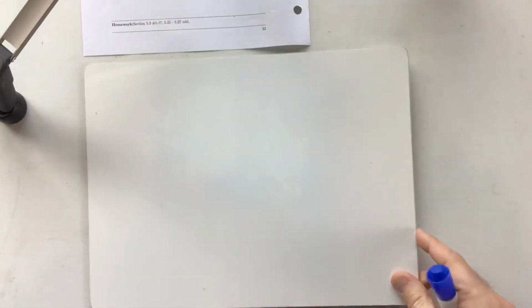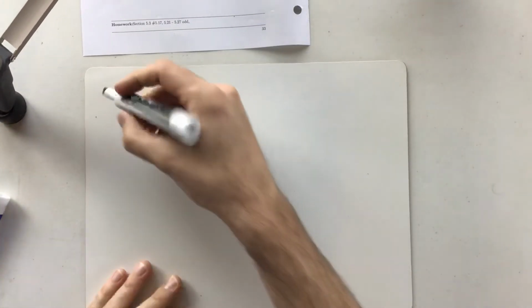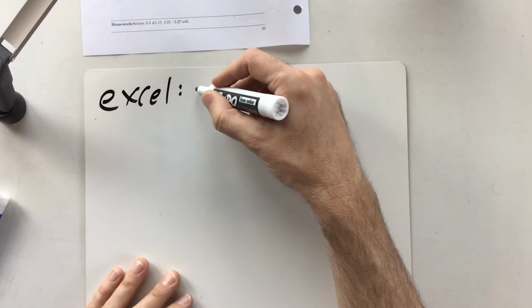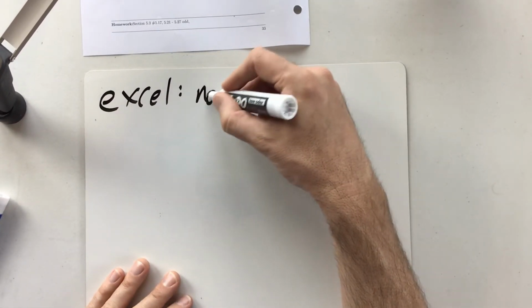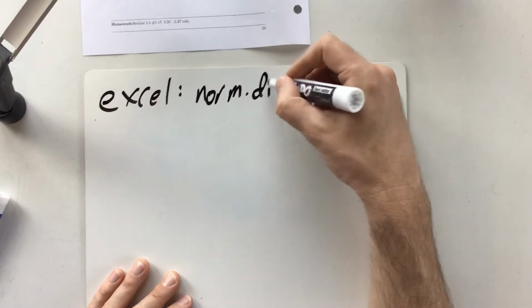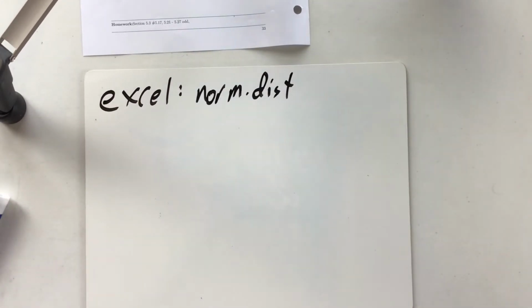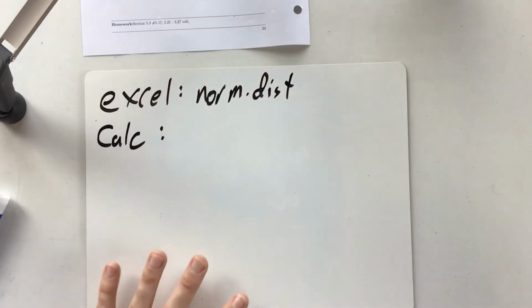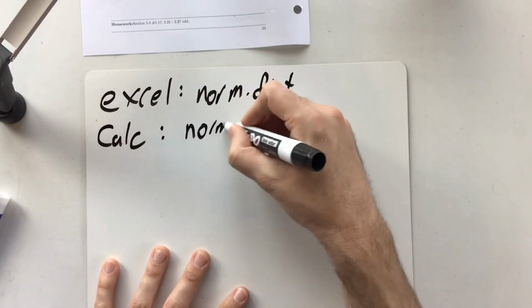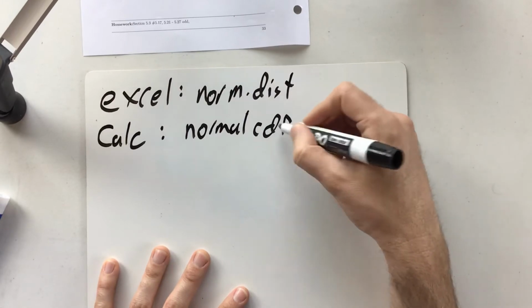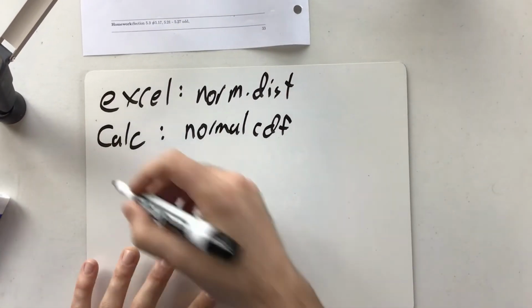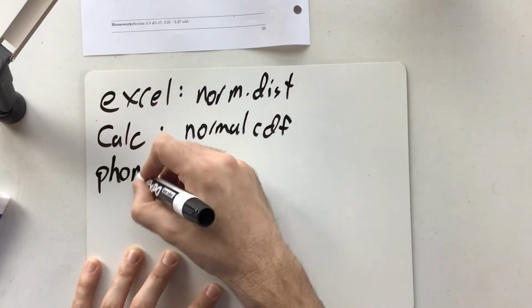One option was some of you could use Excel, and if we used Excel, you would do the norm.dist command. Some of you will use your calculator. If you use your calculator, you would do the normal CDF command, and that was in your distributions menu in your calculator, or you could use your phone.